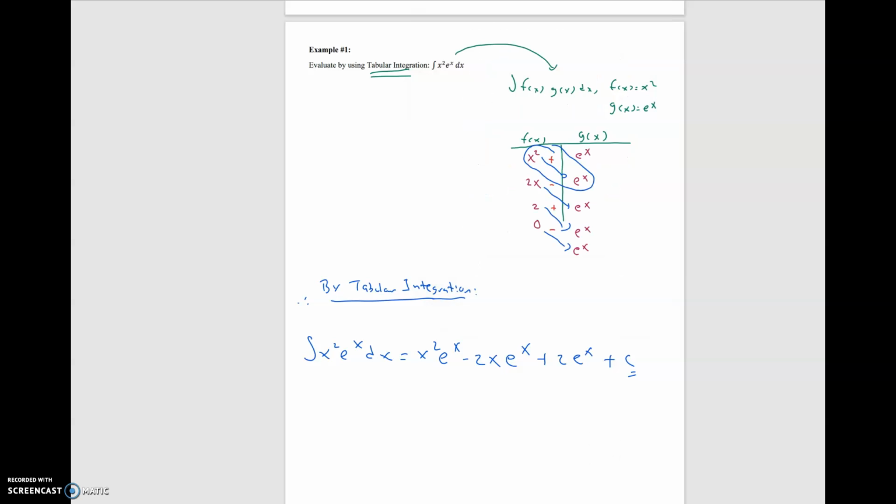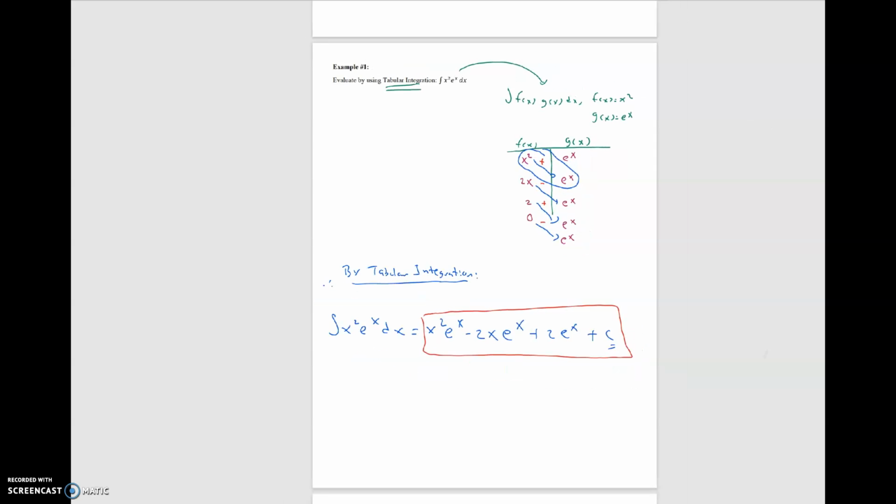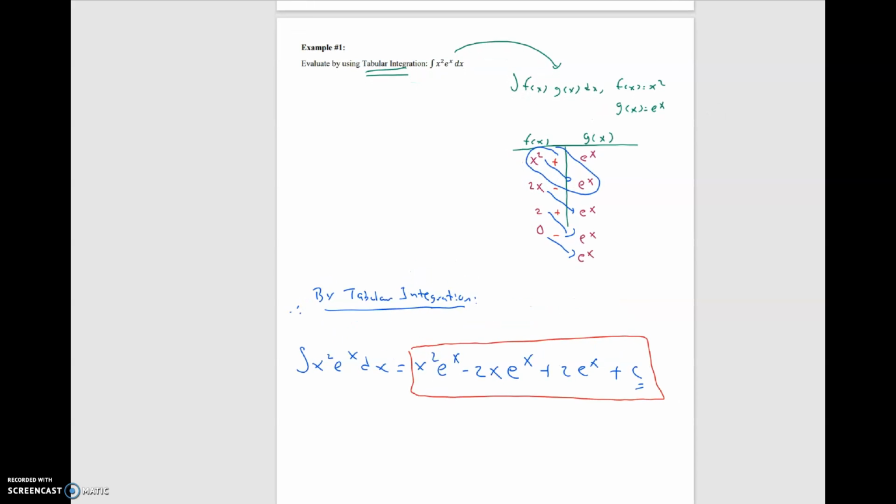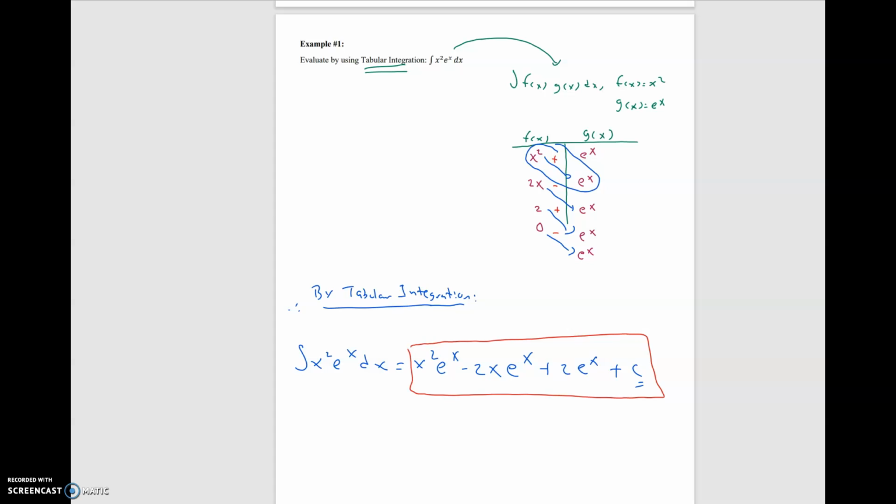So here is the first solution using tabular integration. Let me pause the video for a second in case you need to go back and check some of the work.